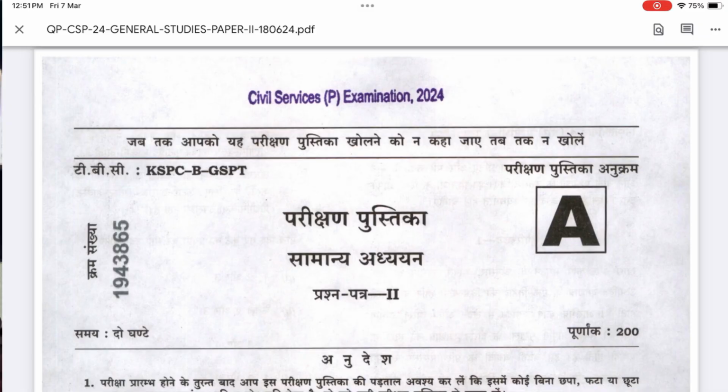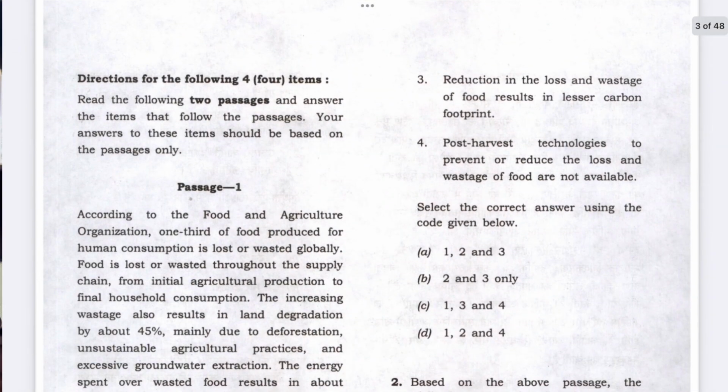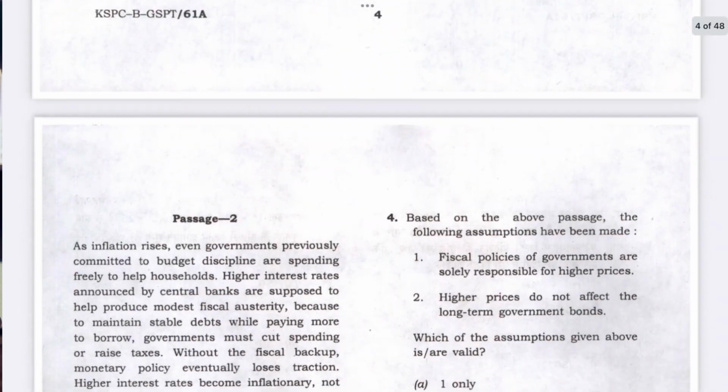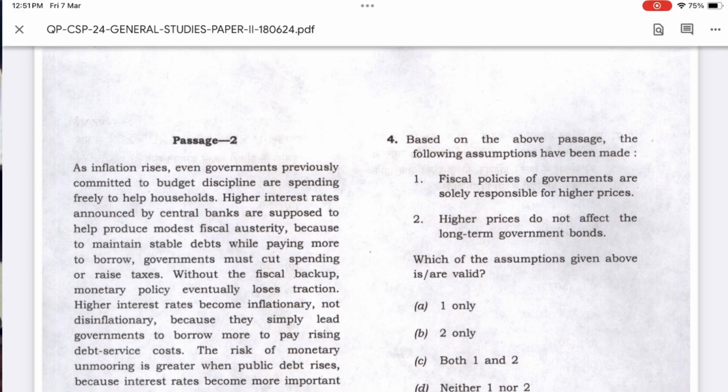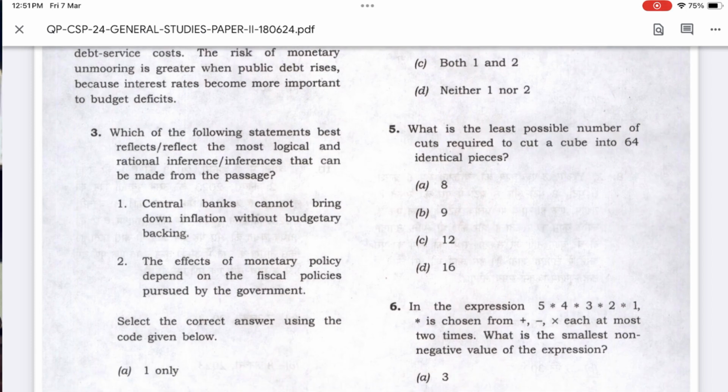Alright, so let's start with the 2024 question paper. Let's start our session with the 2024 question paper. In this 2024 question paper, the first 4 questions are reading comprehension. So up to the 4th question, it's just simply RC. The 5th question is mathematics. The question is, what is the least possible number of cuts required to cut a cube into 64 identical pieces?